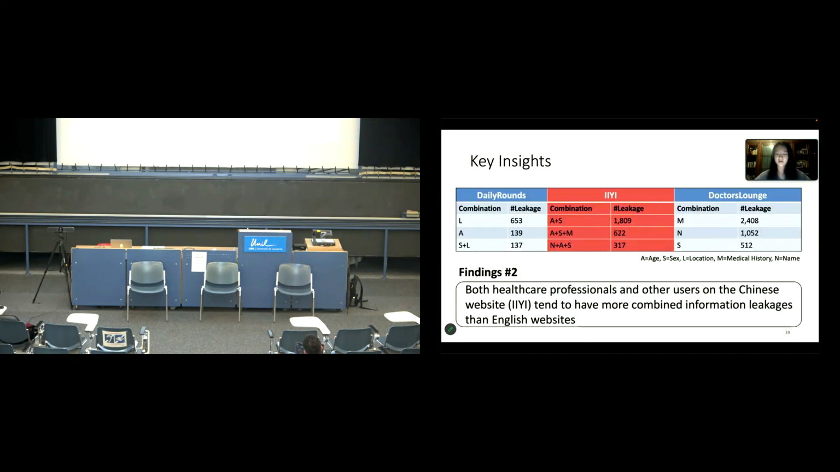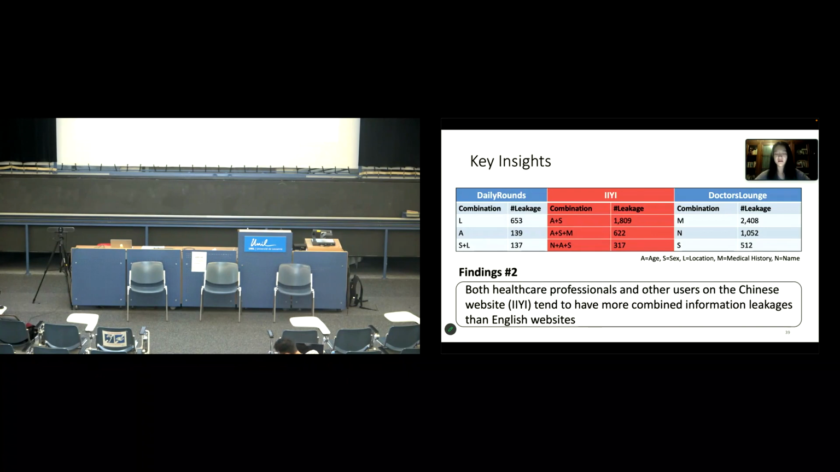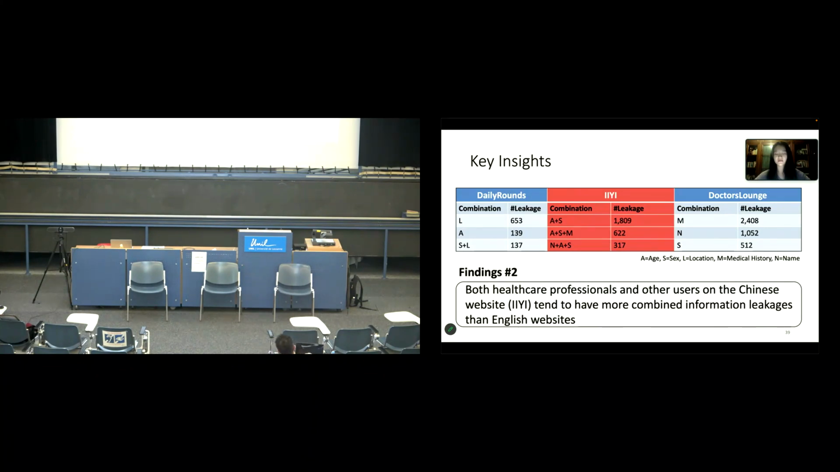Next, we listed the top 5 combined leakage from healthcare professionals from both Chinese and English websites. We conclude that Chinese medical professionals seem to leak lots of combined sensitive information, specifically quasi-identifiers in their posts. Such leakage is very harmful, as an attacker will be able to link that information to reveal their real identities.